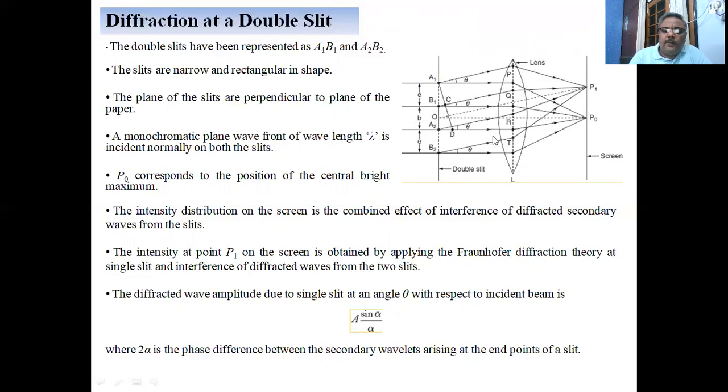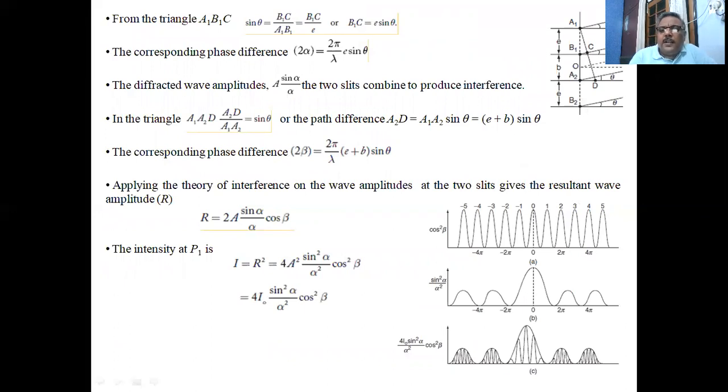The diffracted wave amplitude due to a single slit at an angle theta with respect to the incident beam is given by A sine alpha by alpha, where 2 alpha is the phase difference between the secondary wavelets arising at the end points of the slit. Now we notice this figure and we take triangle A1B1C. From this triangle, sine theta is equal to B1C upon A1B1. A1B1 is the width of the slit, which we take as small e. So we can reduce it to B1C equal to e sine theta. And the corresponding phase difference will be 2 pi by lambda into e sine theta. The diffracted wave amplitude is A sine alpha by alpha, and the two slits combine to produce interference.